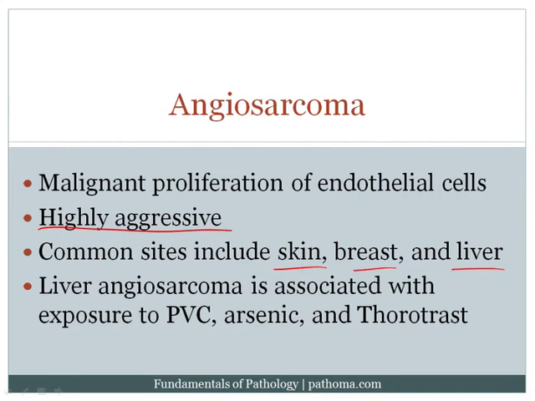And very important to know that liver angiosarcoma is associated with exposure to PVC. That's an association that was made decades ago. But again, liver angiosarcoma is associated with exposure to PVC, and we talked about this in the neoplasia lecture, so I'll refer you there. You can also get liver angiosarcoma with exposure to arsenic and Thorotrast, so those are two other risk factors for liver angiosarcoma.